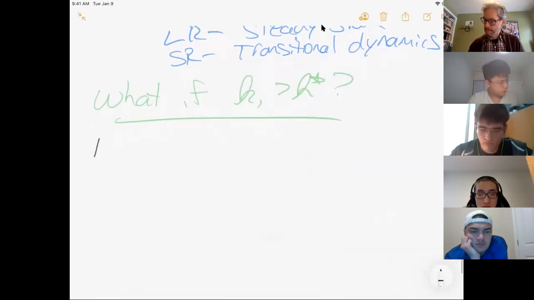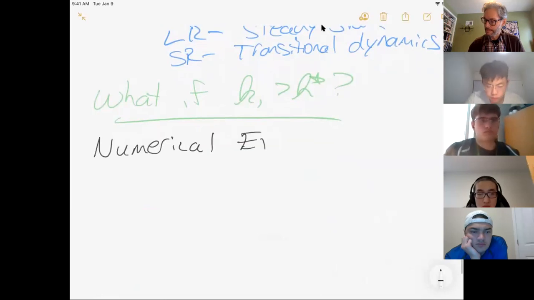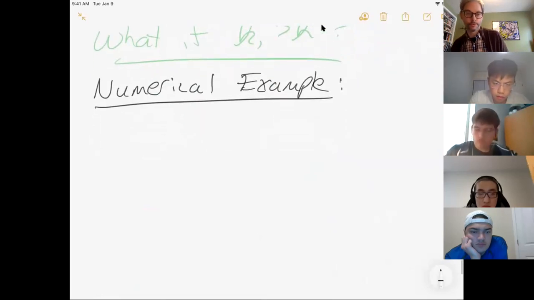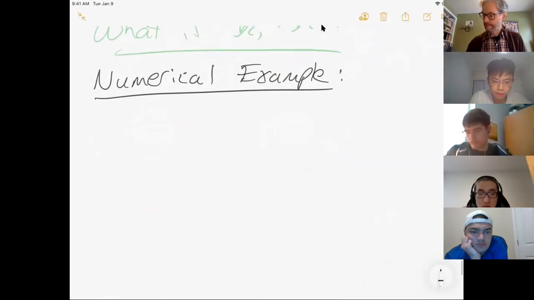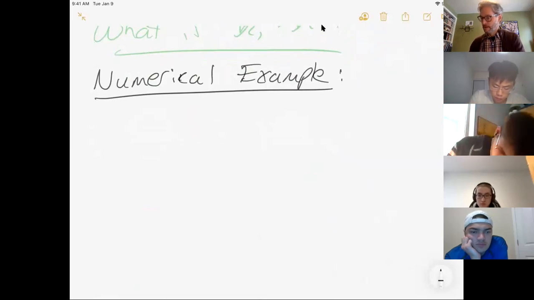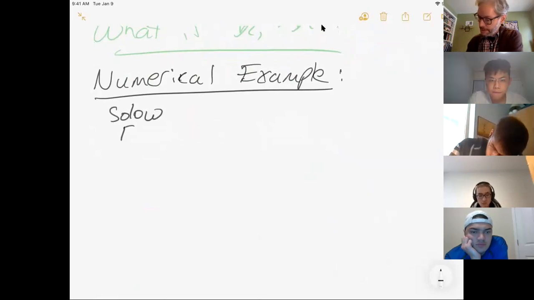Let's do the same thing again. But this time, instead of relying on a graph and intuition, let's see if we can do a numerical example. So we have our Solow equation.